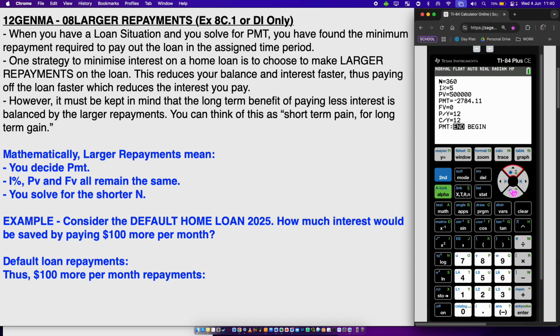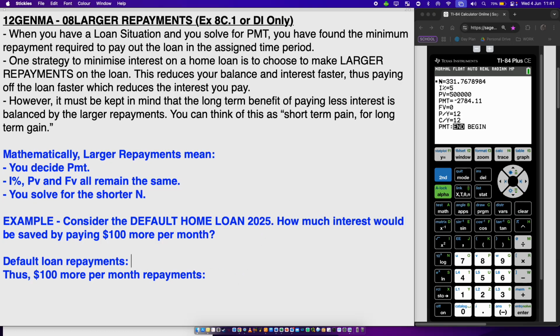I'm still borrowing 500 grand. It's still a 5% rate. The only thing that's going to change is I'm forcing it to be paid faster. So if it's going to get paid faster, N is going to be shorter. Alpha, enter. See how that's less than 30 years? It's 331.77 months.